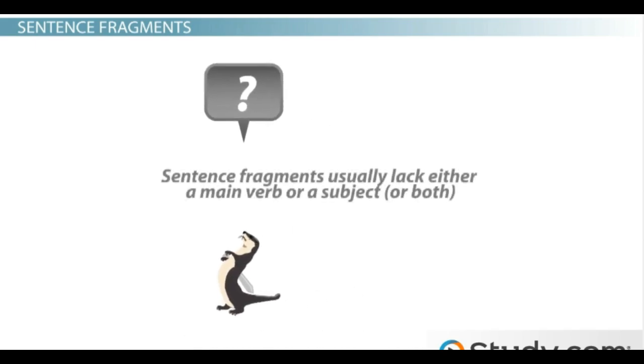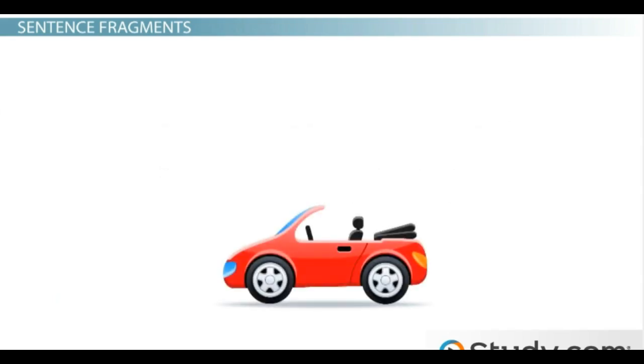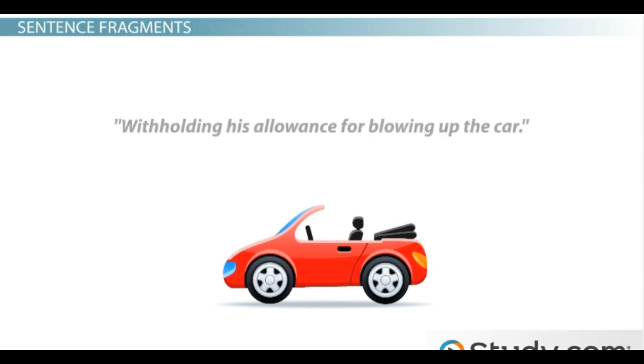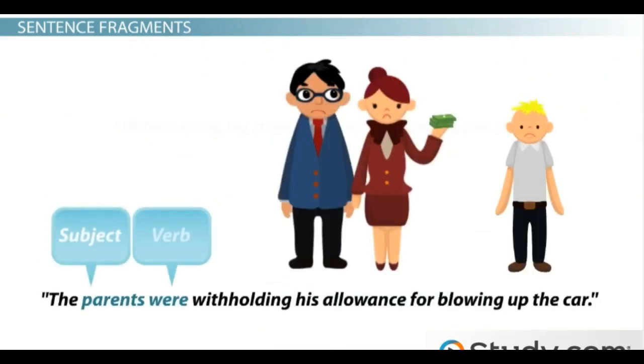Sentence fragments usually lack either a main verb or a subject, or both. Here's an example of a fragment missing its subject. Withholding his allowance for blowing up the car. To correct it, we need to explain who is withholding what. The parents were withholding his allowance for blowing up the car would be one example, because you've added both the subject, parents, and verb, were, to make the sentence complete.